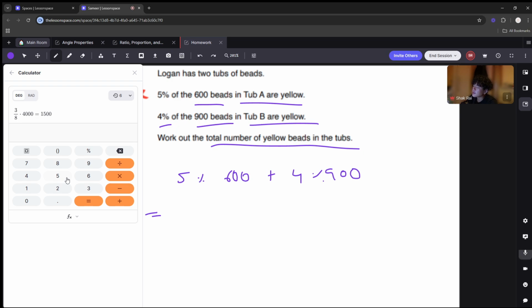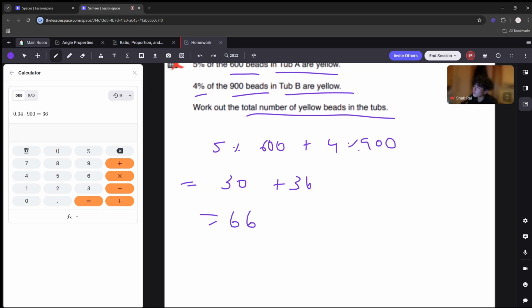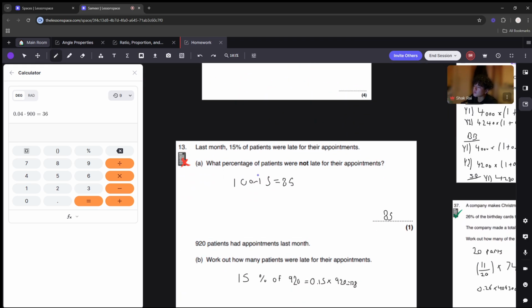So 5% is actually the same as 0.05. And 0.05 multiplied by 600 gives us 30. And then 4% in the same regard is 0.04 multiplied by 900, which equals 36. So 30 plus 36 equals 66. Cool. Next question.